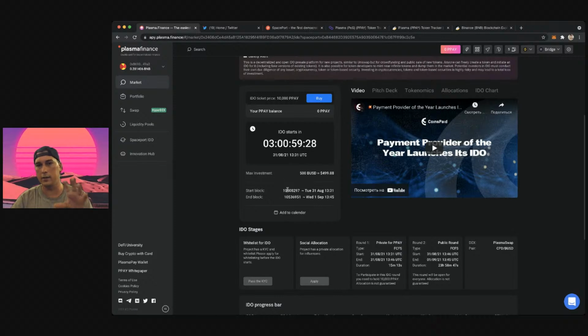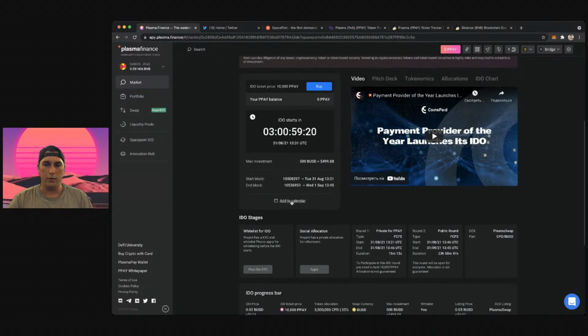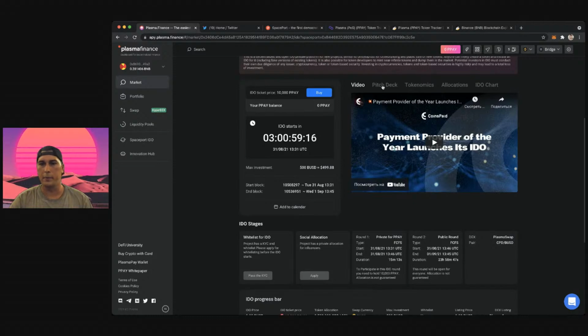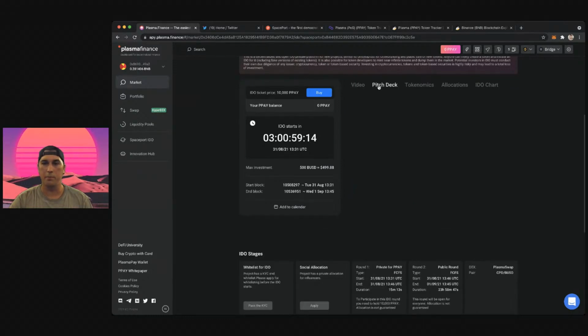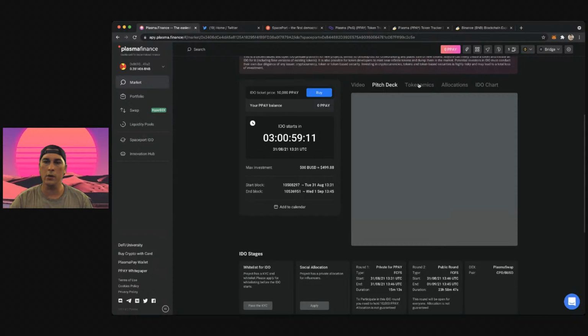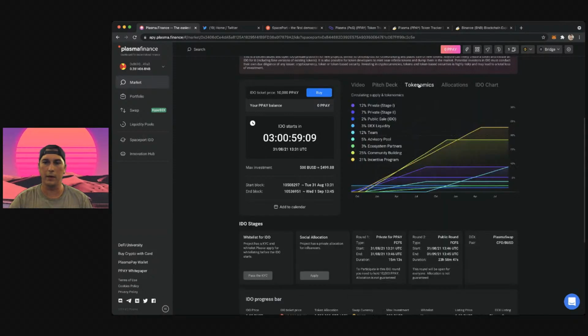So focus on the starting block of the IDO and compare it with the highest block on Etherscan, Polygonscan, or BSCscan. Then, yes, you can also add it to your calendar. Here you can read all the information about the project, the video, the pitch deck, and the PDF. You can also track the tokenomics.